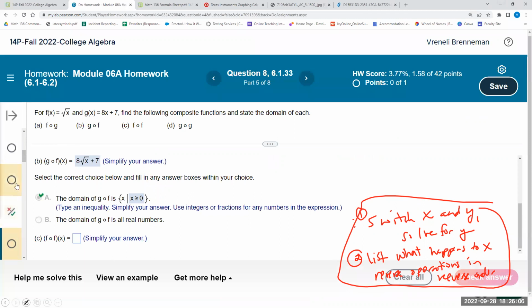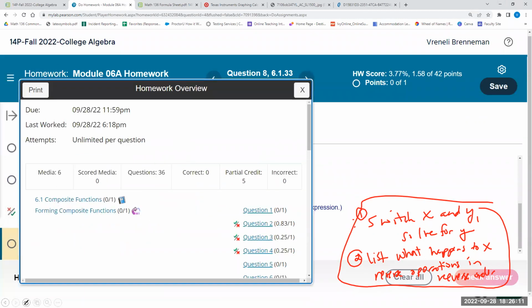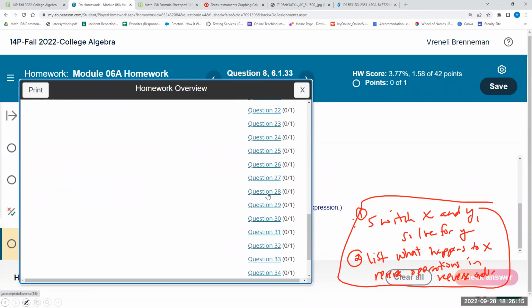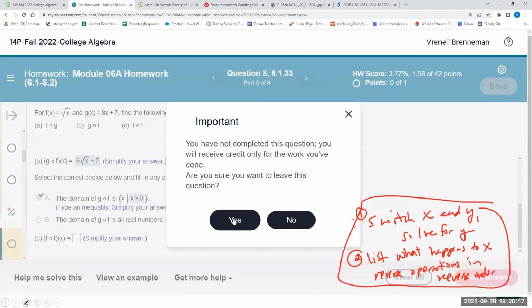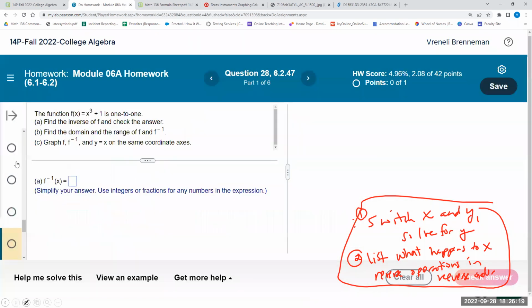All right, so continuing in this homework section, I want to look at number 28. So here we have a function. We're going to find the inverse of the function. We're going to find the domain and the range of the function and its inverse. And we're going to, in this case, multiple choice, choose the correct graph that has the function and its inverse. All right, so finding the inverse two ways.